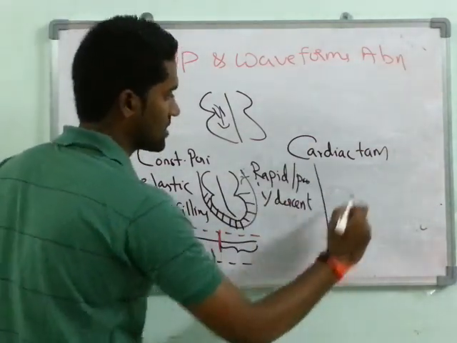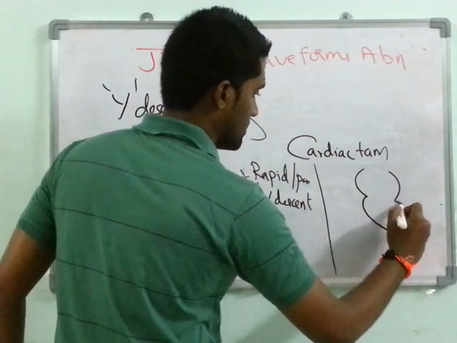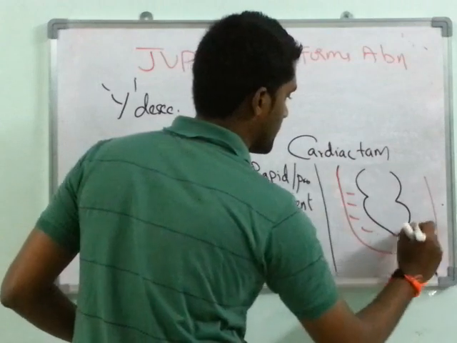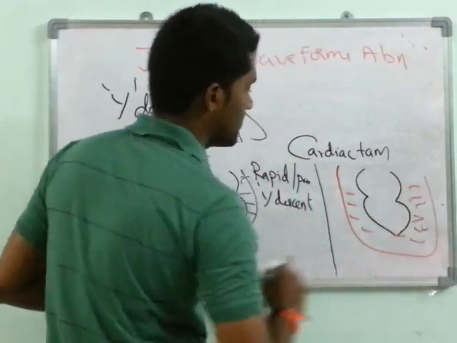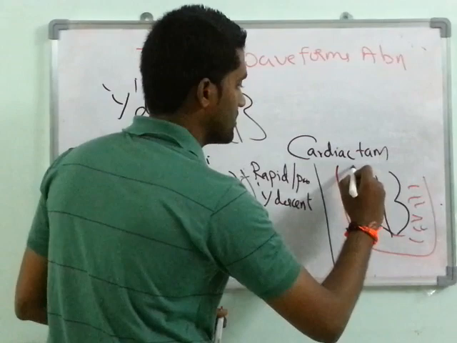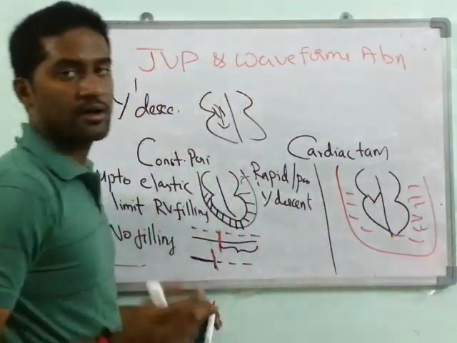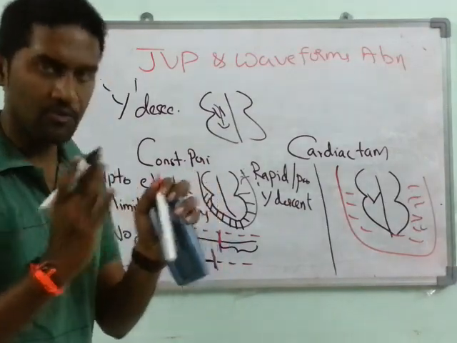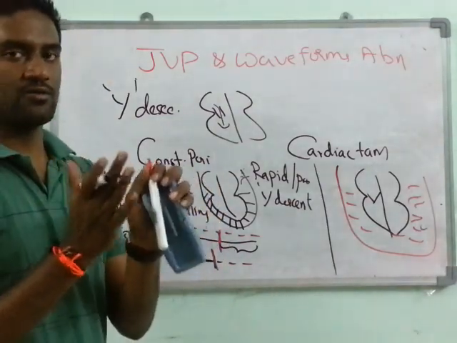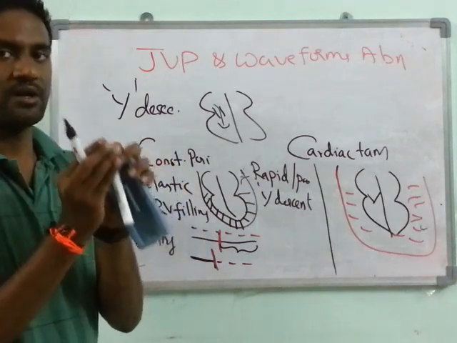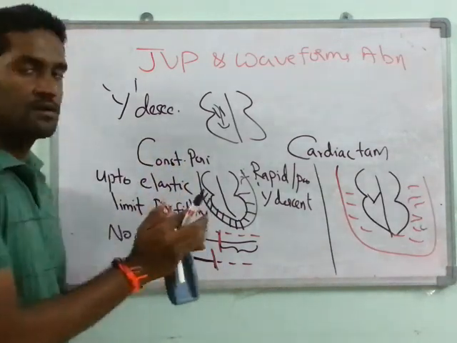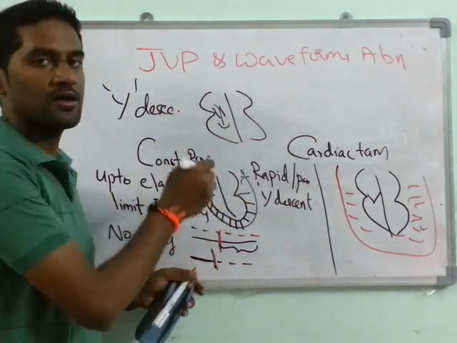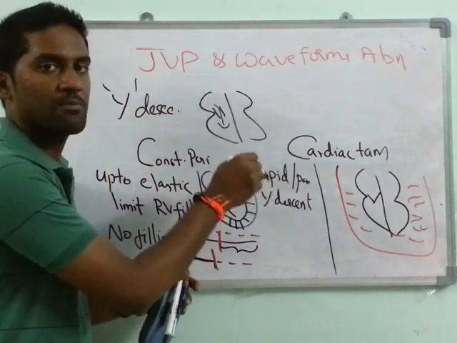What happens in cardiac tamponade? So something is compressing the heart. Let it be fluid. So what happens here is there will be complete obstruction to right ventricular flow. The pressure will be so much that it will not allow the ventricles to expand to accommodate the blood. In constriction, ventricles can expand only up to an extent, so they can accommodate blood in the initial phases, resulting in rapid Y descent.